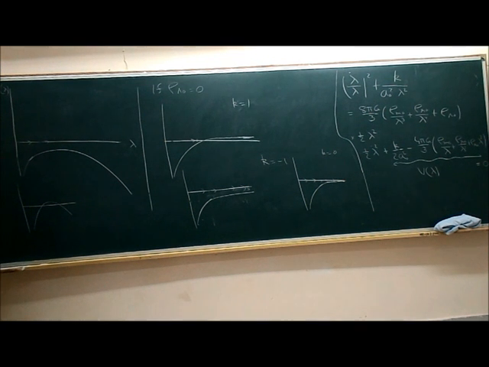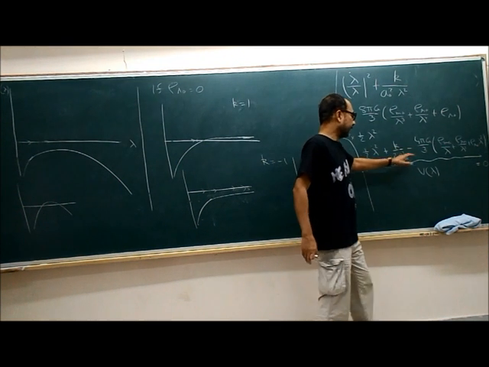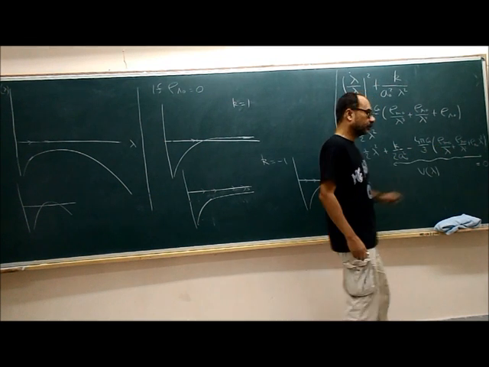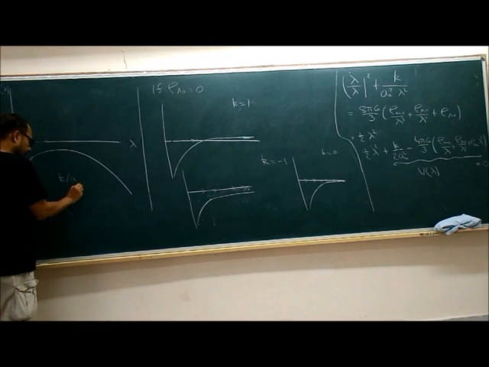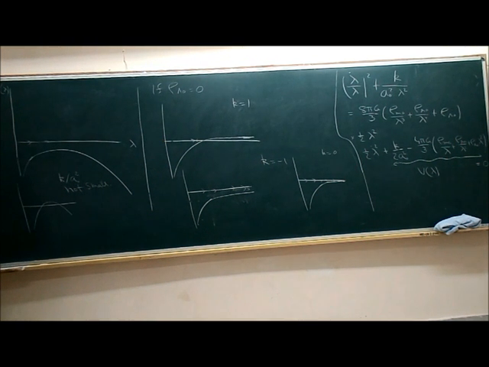This case is for what k value? No, he is saying that if this k over a naught square term was not so small, then it could have happened that somewhere in the middle the potential becomes positive. So this is when k over a naught square is significant. Okay, then this would happen. Is this clear?